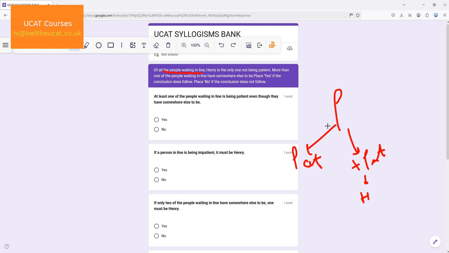So what are the categories of people? Another way to draw your tree diagram, which is 2 possibilities: people are patient, people are impatient. Who's impatient? Only one person, who's Henry. More than one of the people waiting in line have somewhere to be. There are more than one person who has to be somewhere. Ready? Place yes or no.